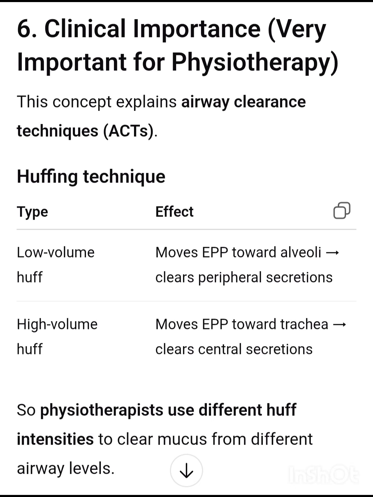So, in simple terms, the equal pressure point explains why airway compression happens during forced expiration, and how physiotherapists use this mechanism to help clear secretions from the lungs.